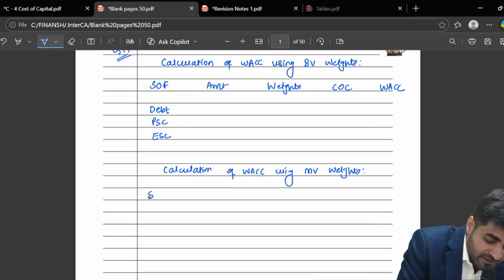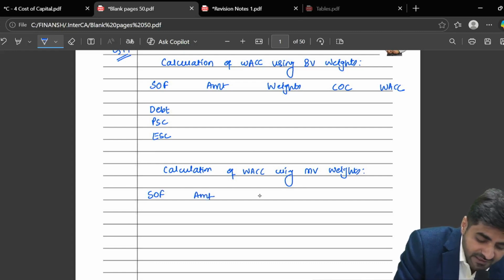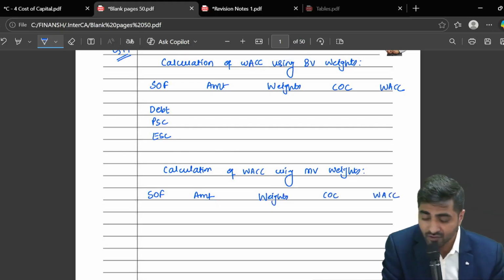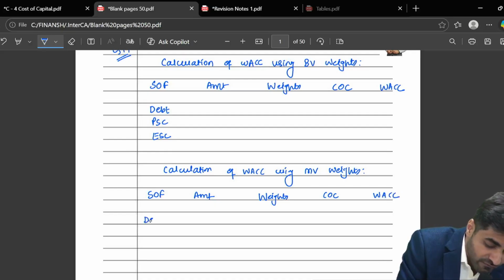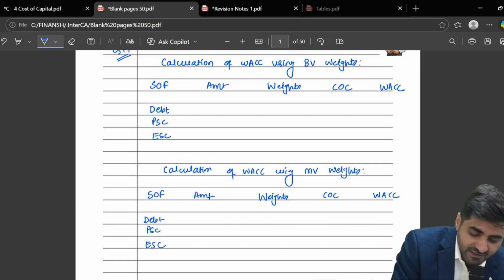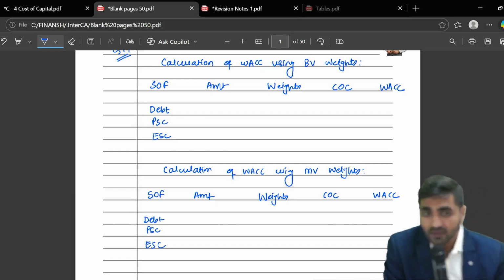Same process will apply: sources, amount, then there will be weights. There will be cost of capital, there will be WACC. So sources will also have what? Debt, preference shares and equity shares.